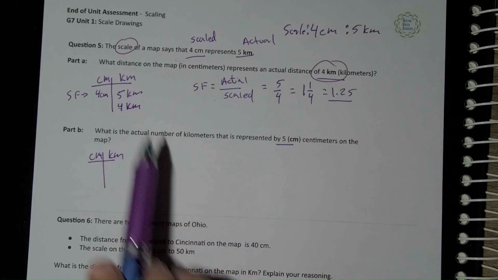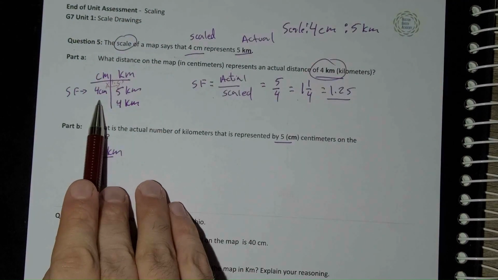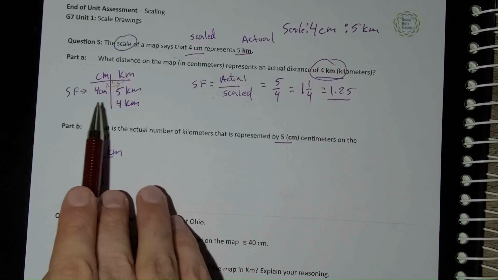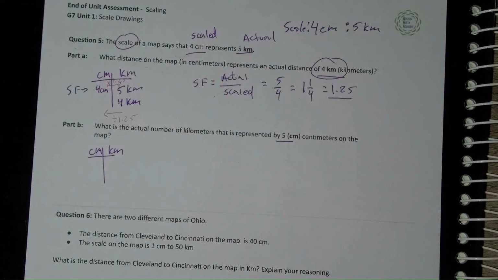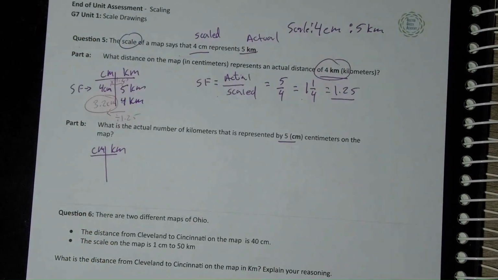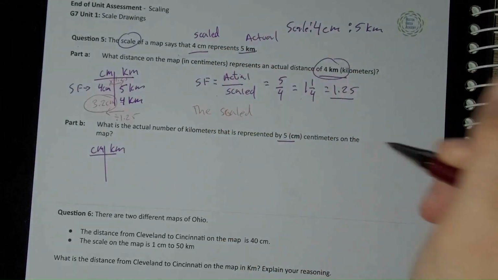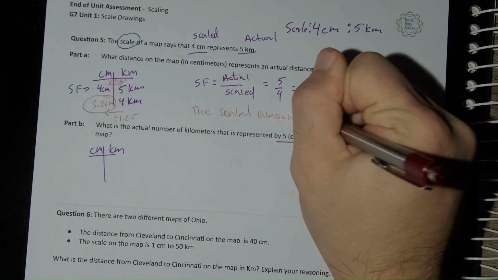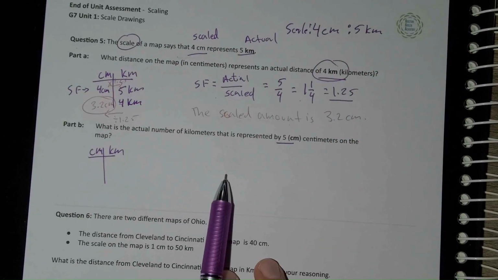Bam. Now, what this means is 4 times 1 25/100 gives you 5. So that's 4 times 1 25/100. And if I'm multiplying on a table from going left to right, going from right to left reverses that. And so in our calculator, we wanted to divide by 1 25/100. When you divided by 1 25/100, you would have gotten 3 2/10 centimeters. And so we would say the scaled amount is 3 2/10 centimeters.